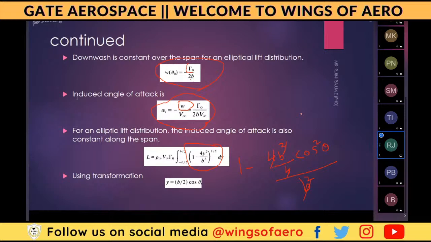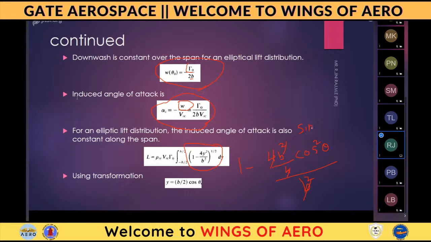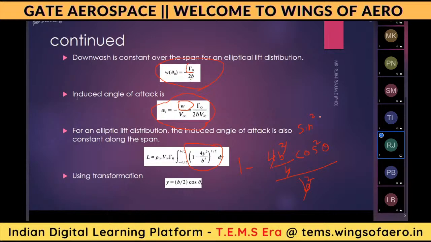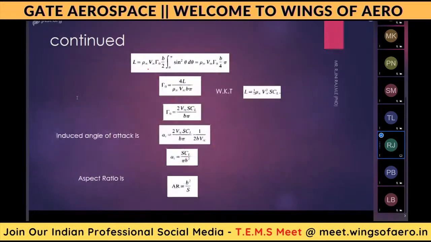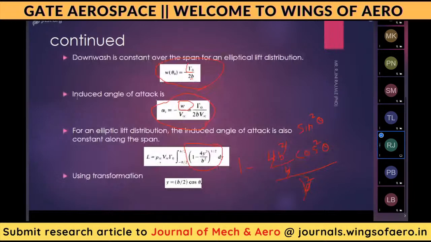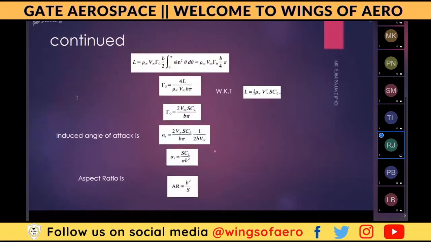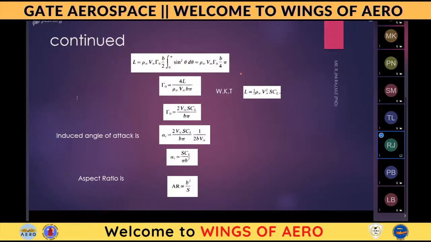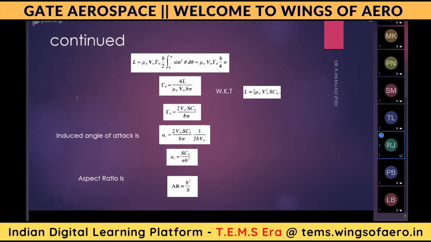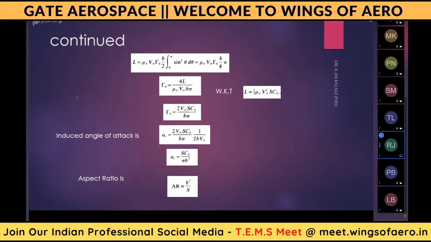We know 1 minus cos square theta is equal to sine square theta. So from that, the remaining terms are rho infinity v infinity gamma naught into the integral from minus b by 2 to b by 2 of sine square theta d theta. Then applying these values, we will get lift equal to rho infinity v infinity gamma naught b square by 4 into pi.